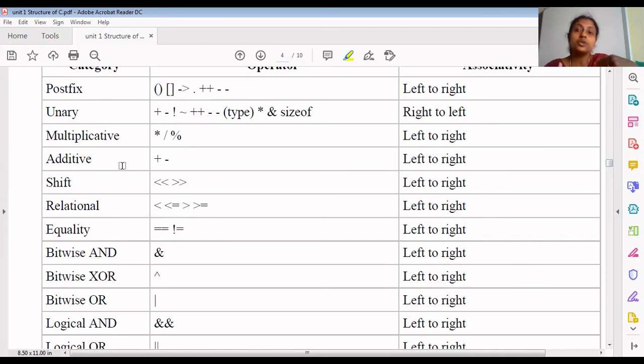With this I stop. In tomorrow's class we will discuss only precedence of operators for arithmetic operations. Arithmetic means addition, subtraction, multiplication, division, modulus. Who is given importance? So tomorrow's class will discuss precedence of arithmetic operators.